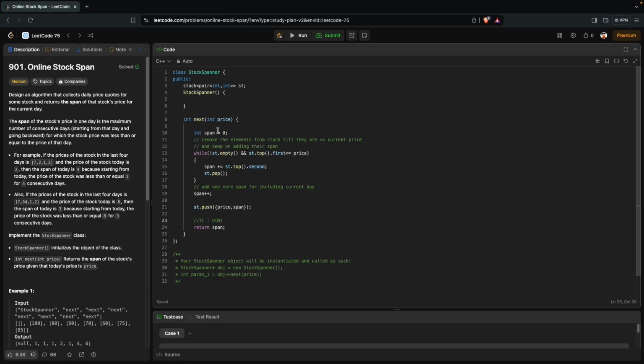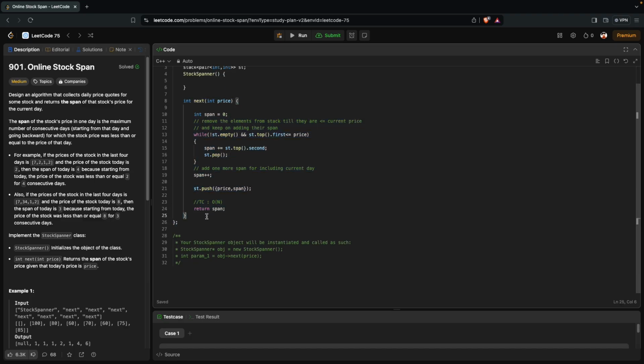All right, so this is the code. So we have to implement this next function. We have this variable span, and this is the loop where we will check if the stack is empty or not. And if it is not empty, we will compare the topmost element's stock value, and if it is smaller than the current price, which will be input, correct? So we will include the span of that particular stock for the current stock value, and then we will pop it from the stack. This process will keep on happening.